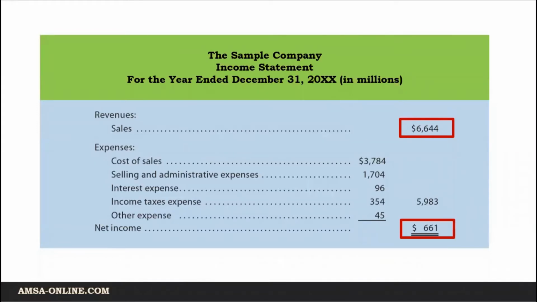During the year, the sample company generated sales of $6,644,000,000. Following the revenue, the sample company's expenses are listed, which include cost of sales, selling and administrative, interest, income taxes, and other expenses. During the year, the sample company earned net income of $661 million.